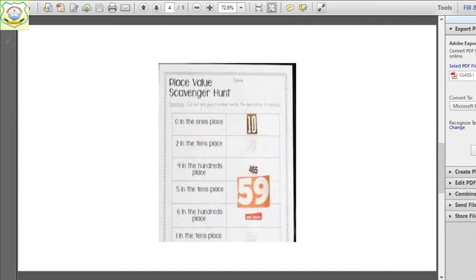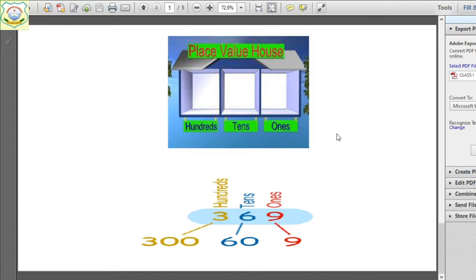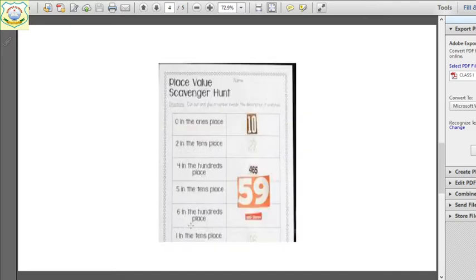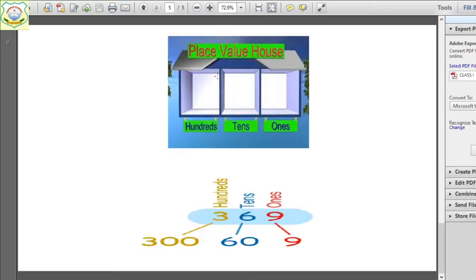Now come to our next slide, children. 0 is in ones place. 2 is in tens place. 4 is in hundreds place. 5 is in tens place. 6 is in hundreds place. And then 1 is in tens place. Now come to the next slide. We have seen place value house, where first room was of ones, then second room was of tens, and the third room was of hundreds.